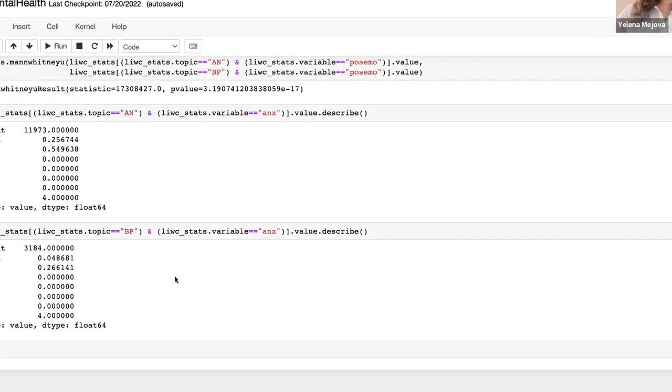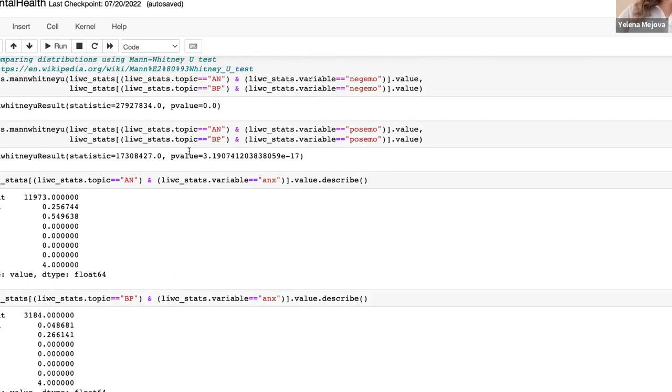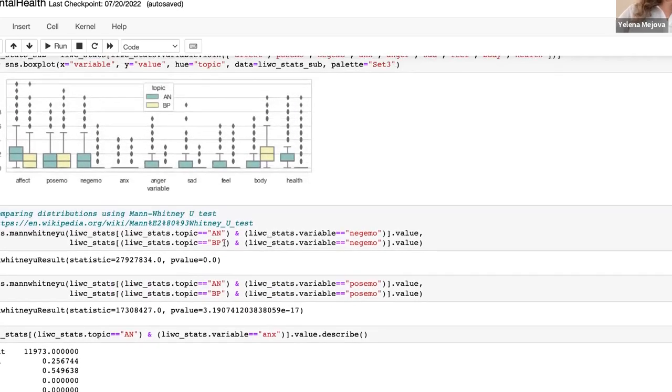Yeah, and this last bit just makes a point about it. I'm comparing here the negative emotions, and they're very different. The p-value is very low. But I'm also comparing the positive emotions, which look very similar on the plot, but the p-value is still very low. So even things that might be very close together might be significantly different just because they have a ton of data.